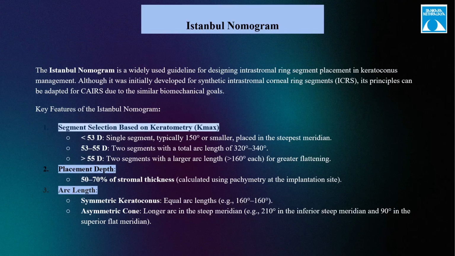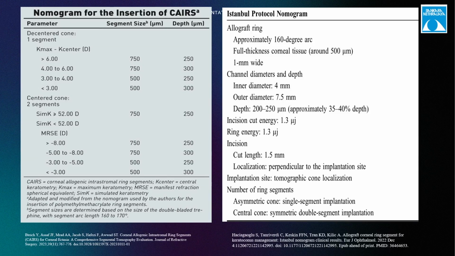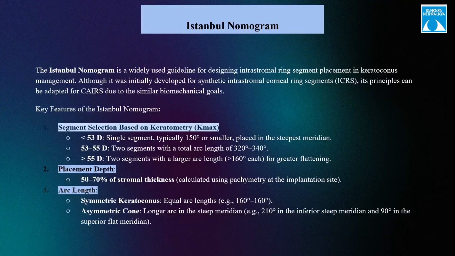If we have 53 to 55 diopters, then two segments with a total arc length of 320 degrees to 340 degrees are being used. And if more than 55 diopters, then two segments with a larger arc length are being used. The placement depth, like I said before, is 50 to 70% of this. The arc length: a symmetrical keratoconus will have equal arc length and an asymmetrical cone will have a longer arc for the steeper meridian.